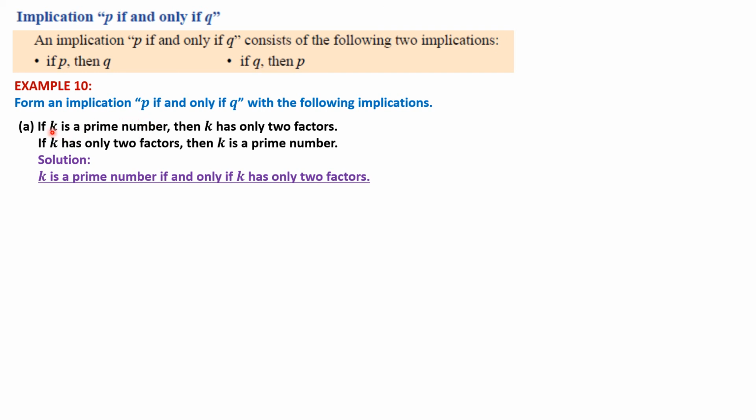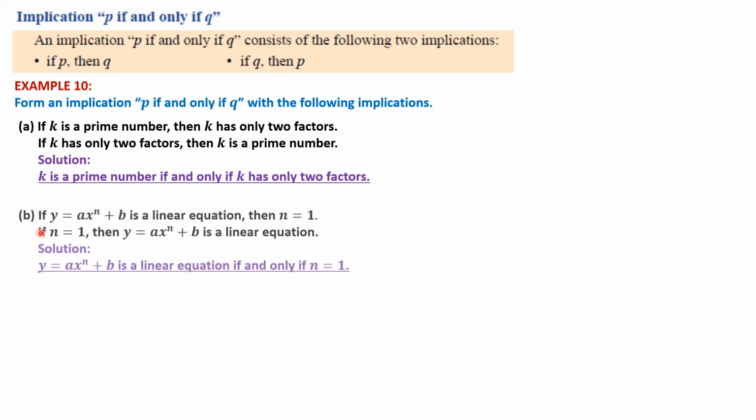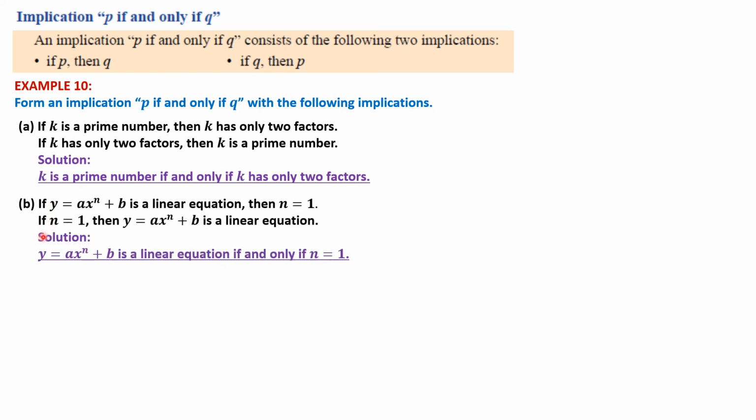This one is very simple. You just copy down statement P first. Statement P is this one: k is a prime number. So you write k is a prime number and then "if and only if" in the middle here. Then the format is P if and only if Q. So I write the sentence like this: k is a prime number if and only if k has only two factors.